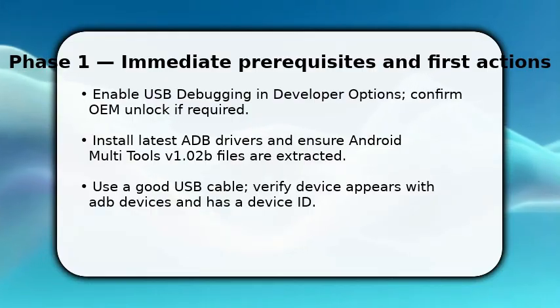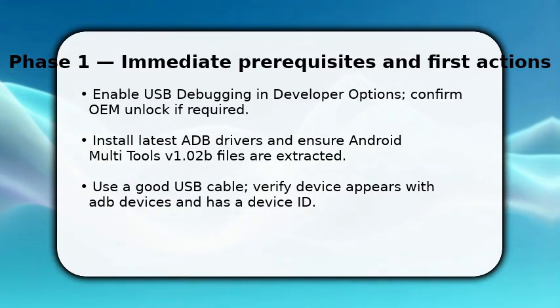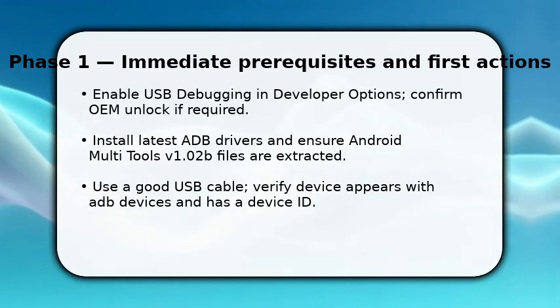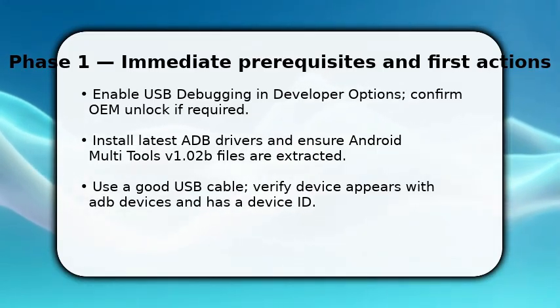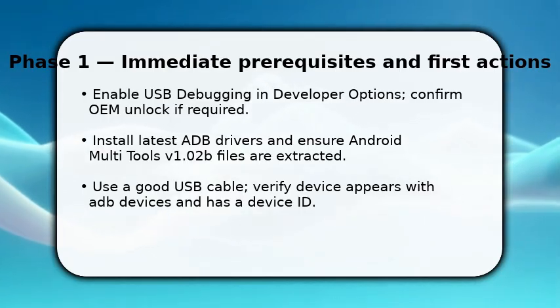You start by getting the device visible to the computer: plug in your phone, enable USB debugging, and allow the computer when prompted. Once done, install or update ADB drivers and extract Android Multi-Tools V1.02b to a known folder so you can run the executable.